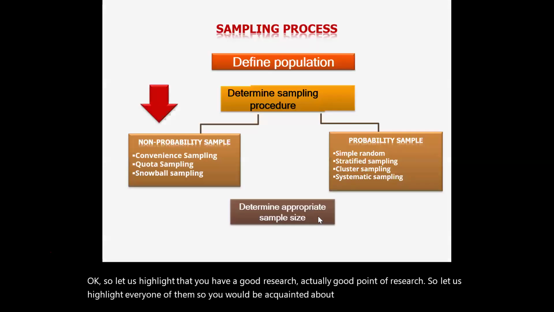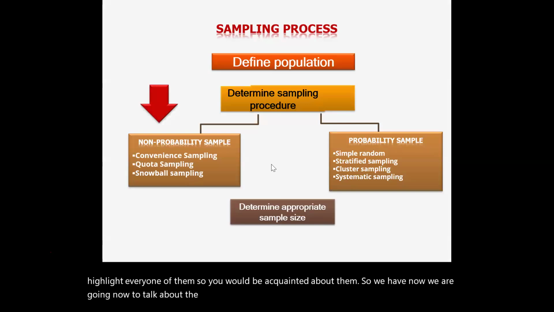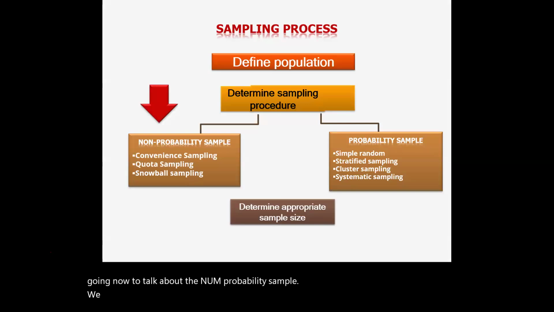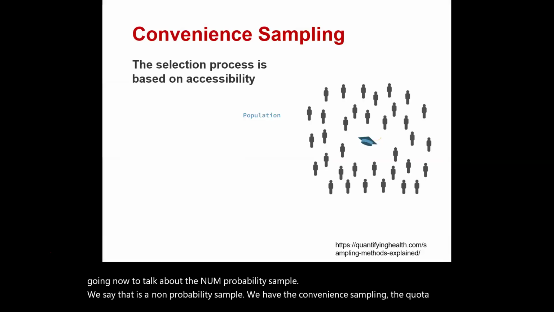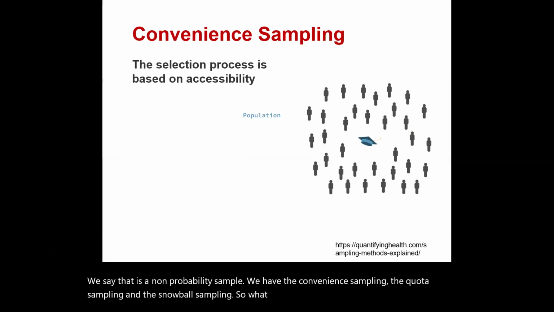So we are going now to talk about the non-probability sample. We say that in the non-probability sample, we have the convenience sampling, the quota sampling, and the snowball sampling. So what about the convenience sample? This is one of the non-probability samples.